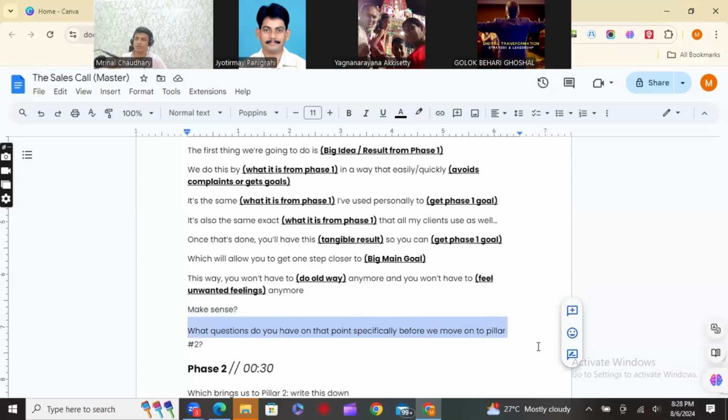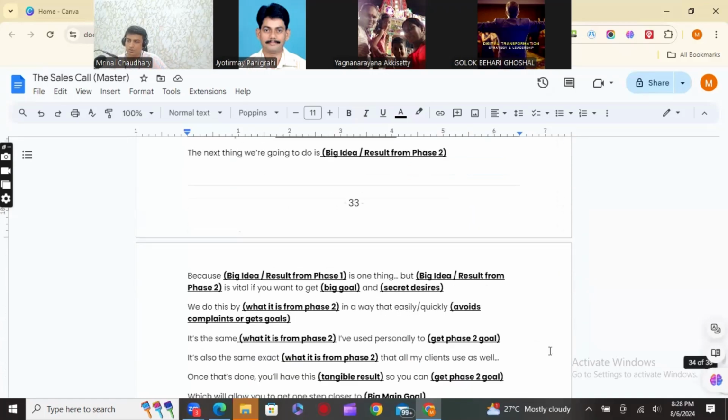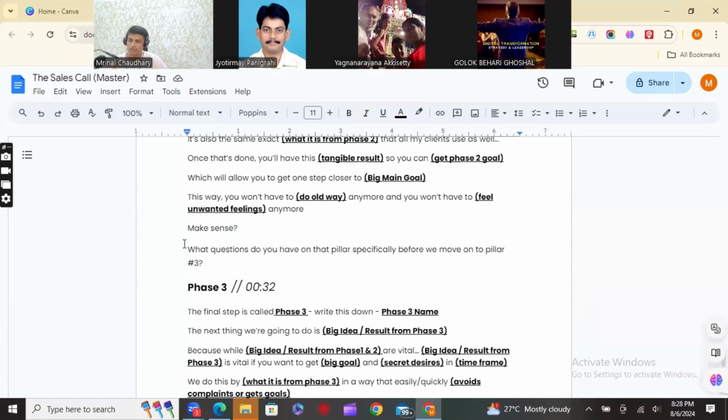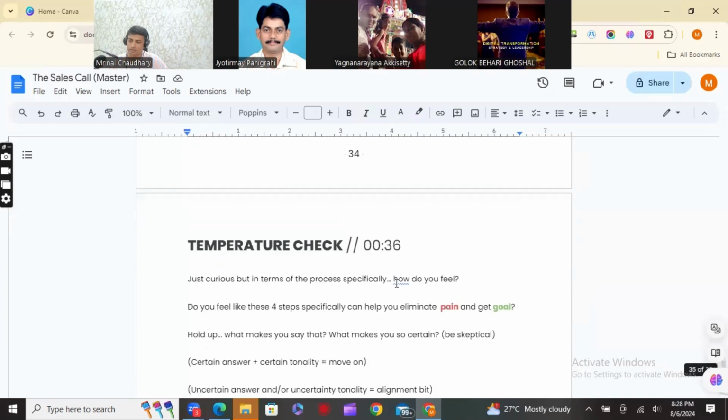Before moving to the next pillar, you have to make sure that he's absolutely clear with your phase 1. Okay, then you move to phase 2. Then similarly for phase 2, you ask the same question. Okay, it makes sense. Then what specifically? Then will you move to phase 3?